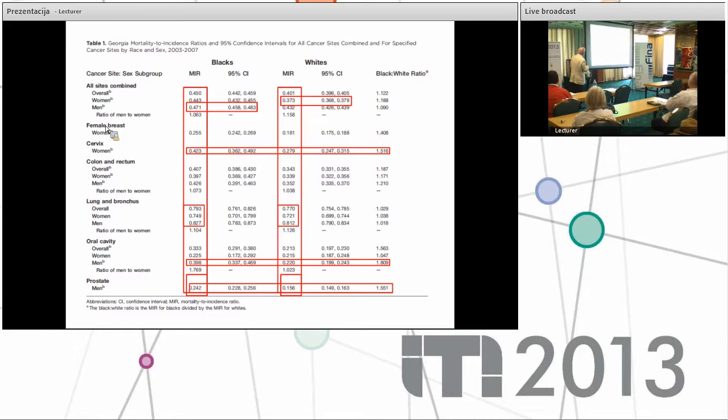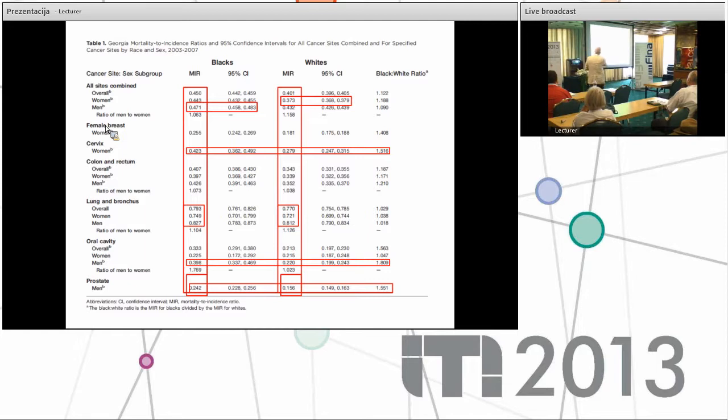For men it was 0.47, but you can see for whites the mortality incidence ratio is 0.37 for women and 0.43 for men. So you can see that they're lower in whites than in blacks. This black-white ratio is the ratio of these mortality incidence ratios. For every single cancer site, the ratio is over 1, which means that the mortality incidence ratio is higher in blacks than in whites for every single cancer site, right?